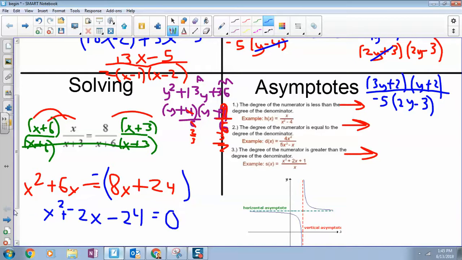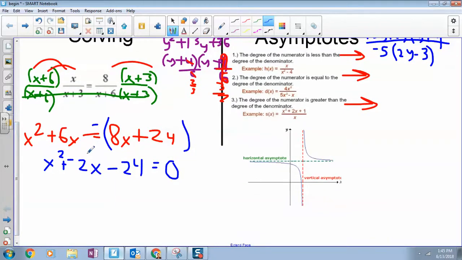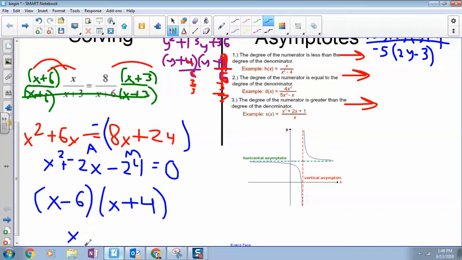So from here, we need two numbers that add to negative 2 and multiply to negative 24. So 1 and 24 doesn't work. 6 and 4 is looking like it would work. So it would be x minus 6 and x plus 4. So then the answers would actually be, you set them equal to 0, obviously, and you would get x equals 6 and x equals negative 4.